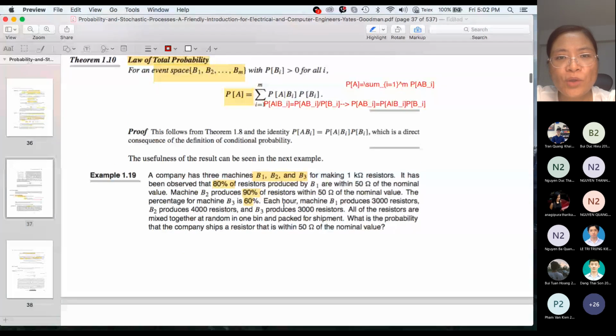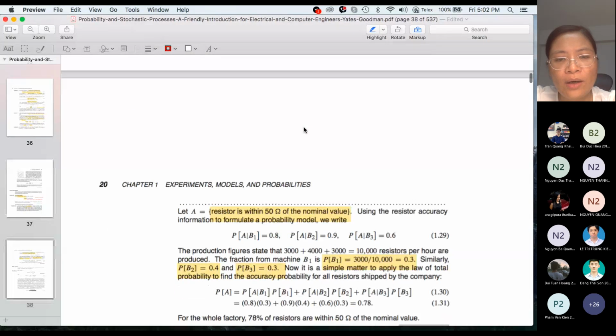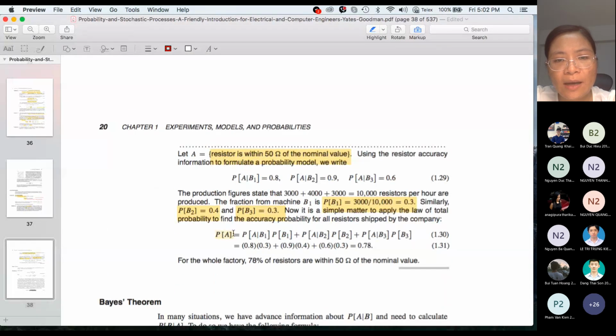We use the law of total probability. The probability of event A equals the probability of A given B1 times the probability of B1, plus the probability of A given B2 times the probability of B2, plus the probability of A given B3 times the probability of B3. And we have this, okay? So the probability is 0.78. What does 0.78 mean?